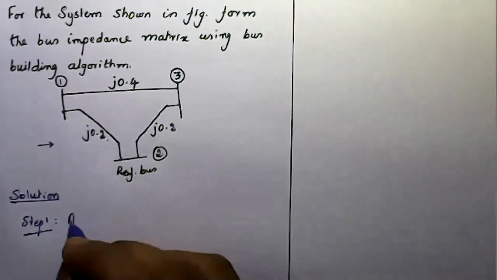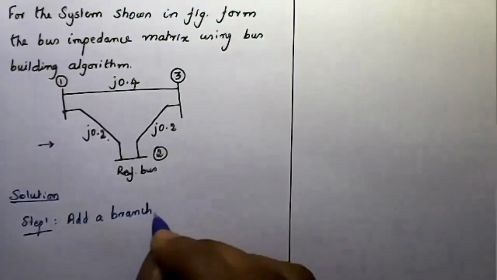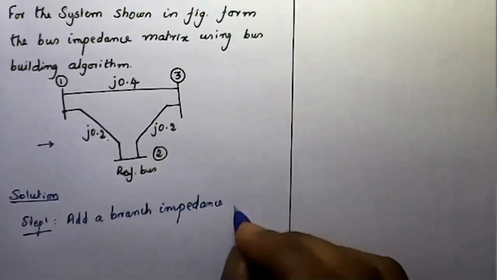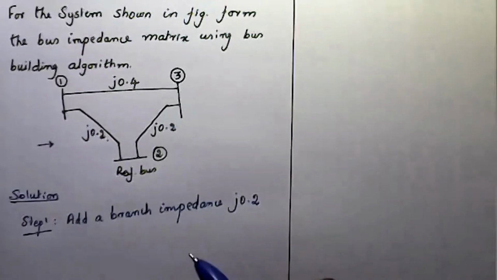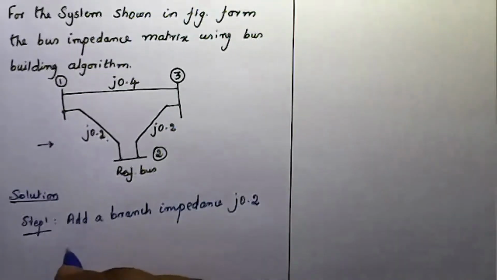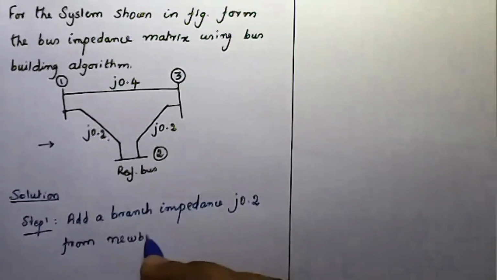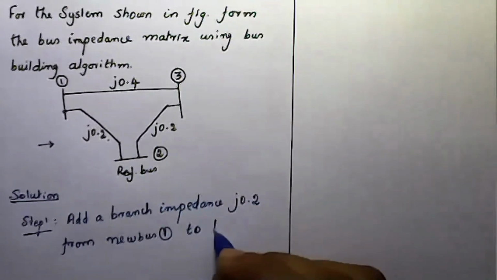Step number 1: add a branch impedance j 0.2 from new bus 1 to the reference bus.